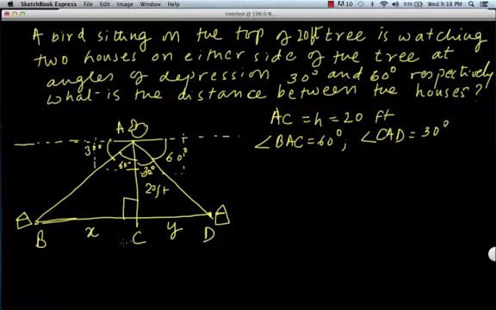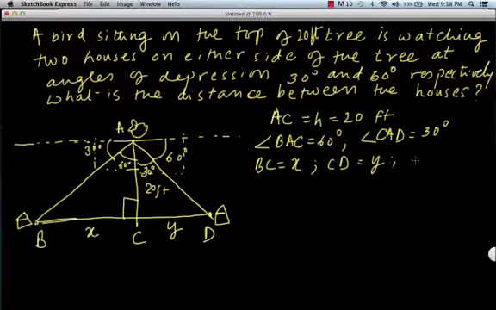Our problem asks us to calculate the distance between the two houses. We can call BC as X and CD as Y. So BC is X, CD is Y. We need X plus Y, which is BD.